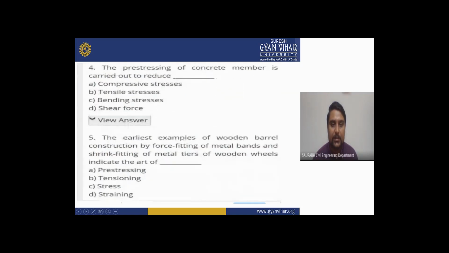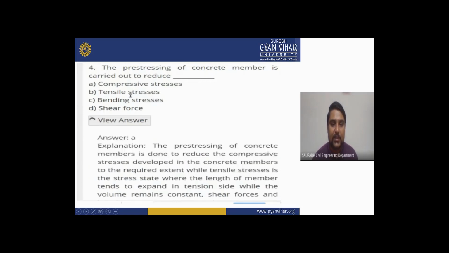Come to the next question. The pre-stressing of concrete member is carried out by the reduced, options are given here: compressive strength, tensile stress, bending stress, shear force. And here right answer will be compressive stress.